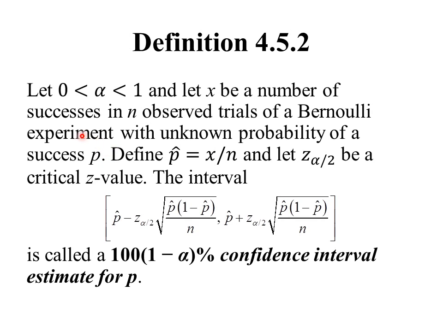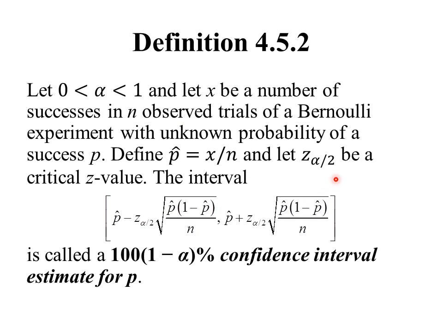Remember, a Bernoulli experiment is some experiment where we have a series of trials. Each trial is independent. We have either a success or a failure in each trial, and in this case, the probability of a success is p. And so what we're trying to do here is to estimate this value of p, and we have n observed trials of this Bernoulli experiment. So then we're going to define p hat to be x divided by n. That's just the sample proportion.